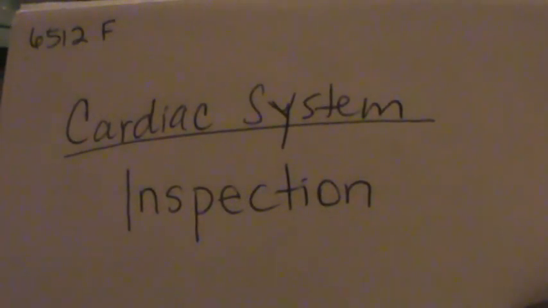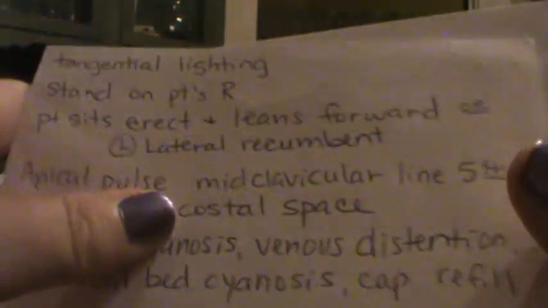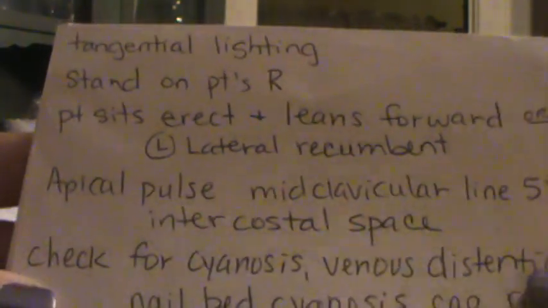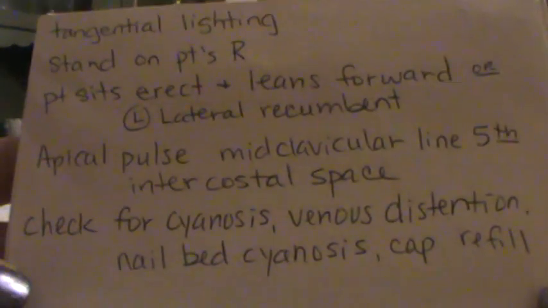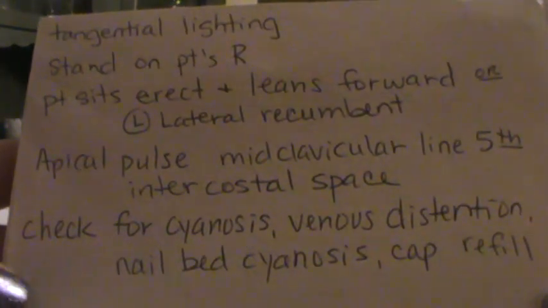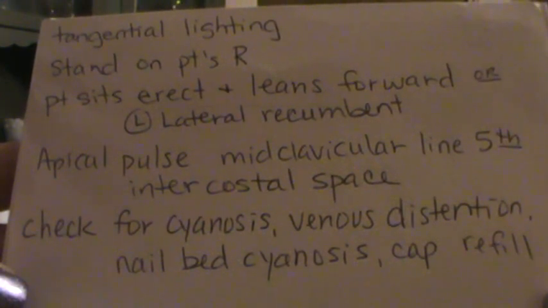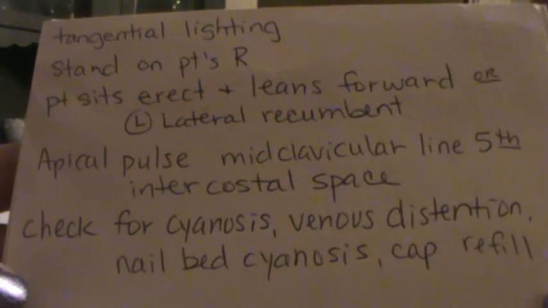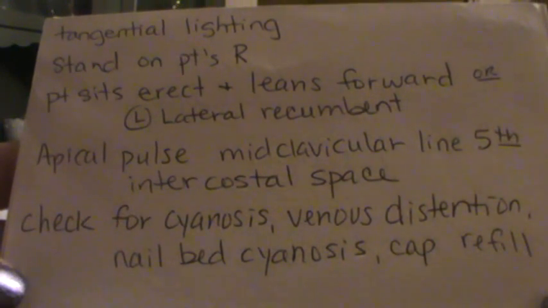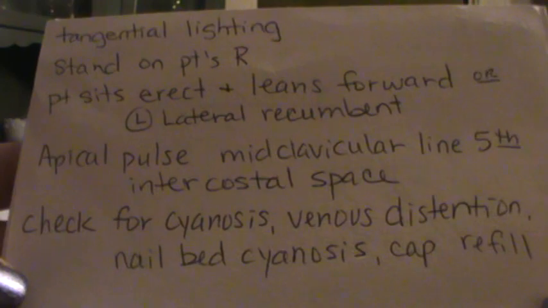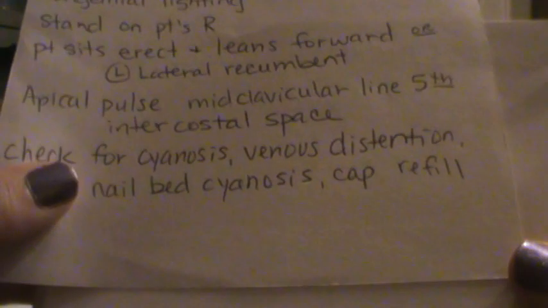Cardiac system inspection. What do we do on inspection of the cardiac system? Of course, you have to have tangential lighting for everything. Stand on the patient's right side, and the patient sits erect and leans forward, or they can be in the lateral recumbent position. The apical pulse is found at the midclavicular line at the fifth intercostal space, and make sure that you're checking for cyanosis, venous distension, nail bed cyanosis, and capillary refill. Cardiac includes circulatory, don't forget.